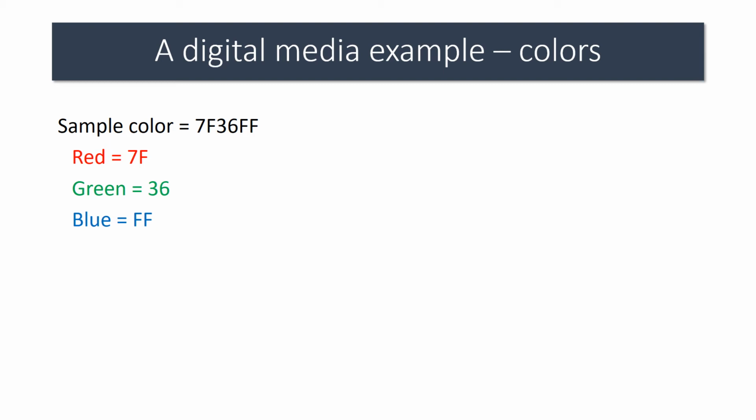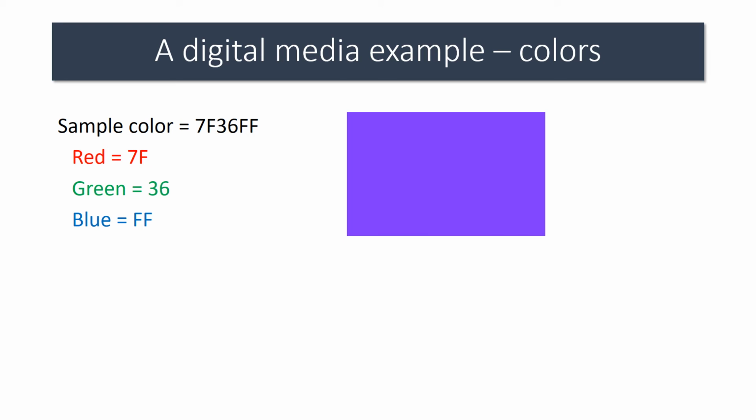The blue, FF, is the maximum you can get. So there's a lot of blue in this color that I'm going to show you in a minute. There's a pretty good amount of red, that's the 7F. And then the 36 in the green is less. So you've got a lot of blue, a pretty good amount of red, and to a lesser extent green. Well, you know what? That's what that is. That purple color is that combination of hex characters. So it's very useful in digital media.